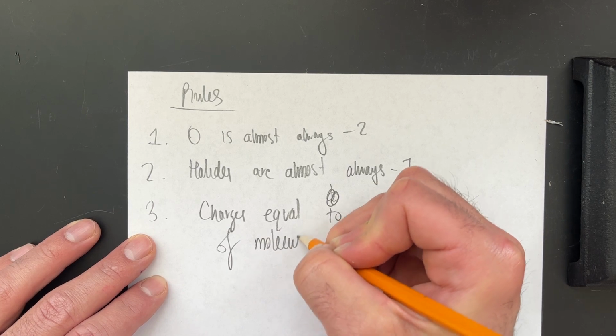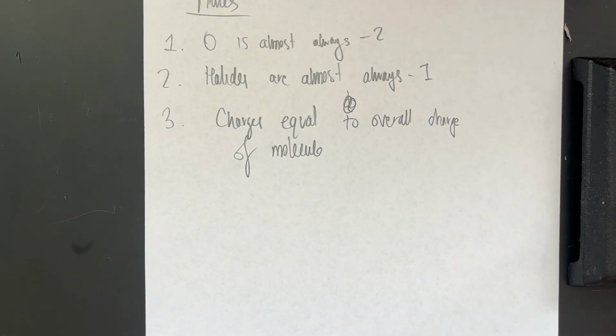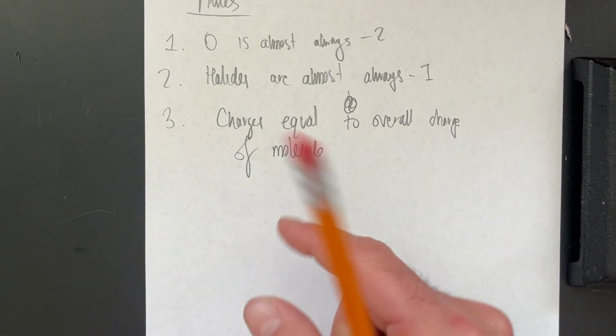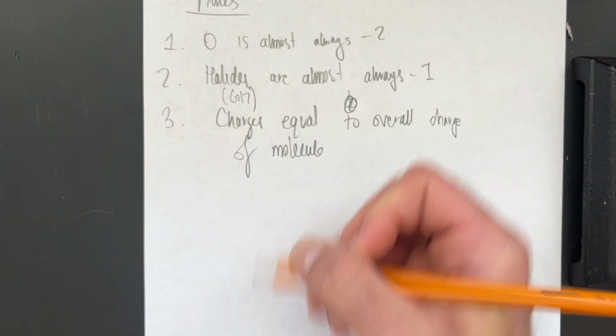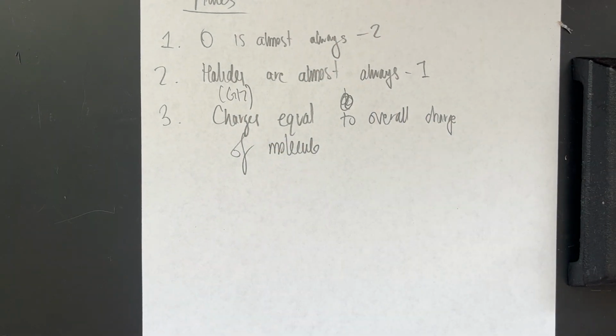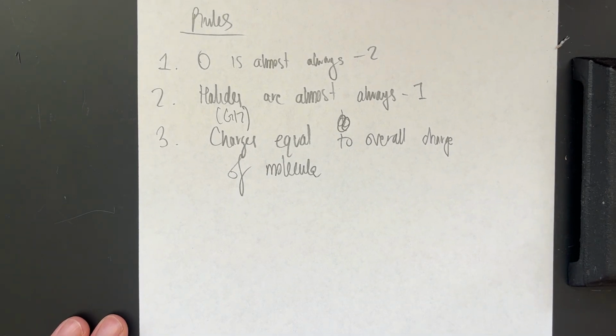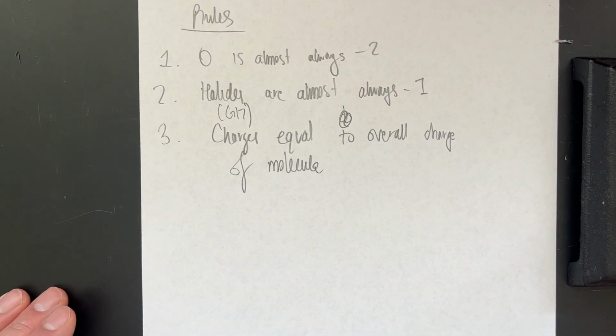So here are 3 rules that I basically introduced to you via these examples. O is almost always -2. The halides, right, these are the group 17s, are almost always -1, and charge is equal to the overall charge of the molecule. And so these 3 rules will help you be able to determine oxidation numbers, which will then help you be able to determine what's being reduced and oxidized in your practice problems.